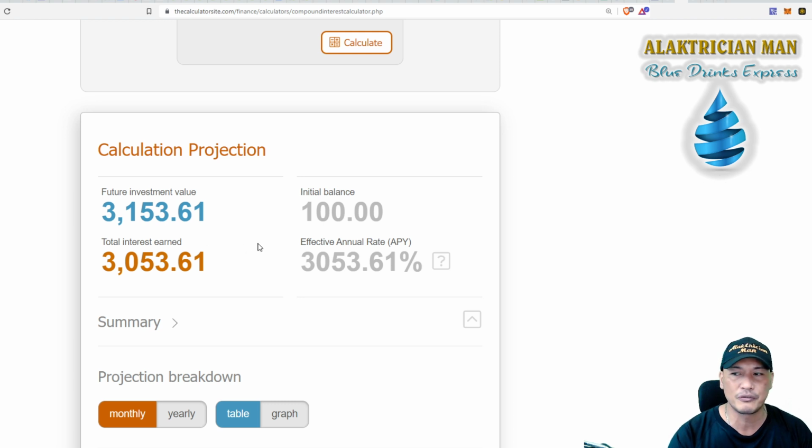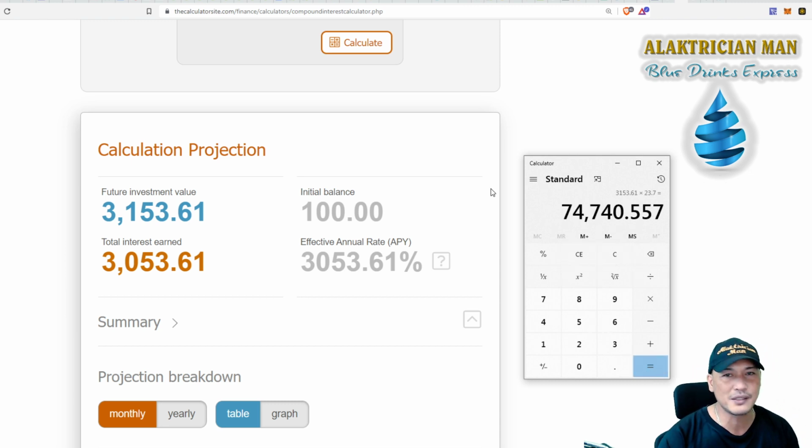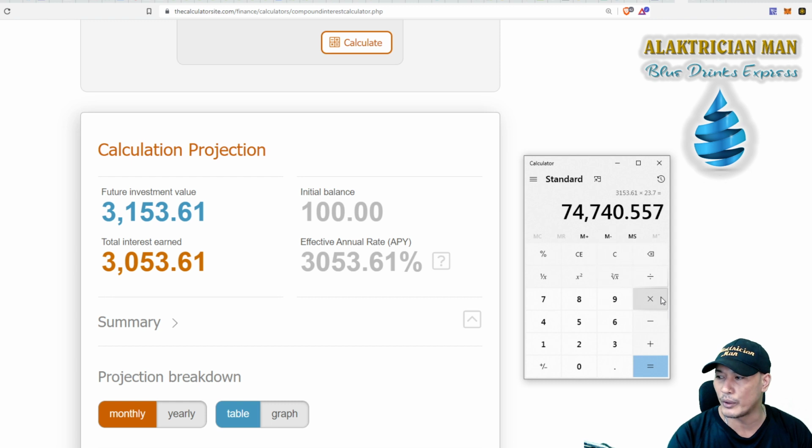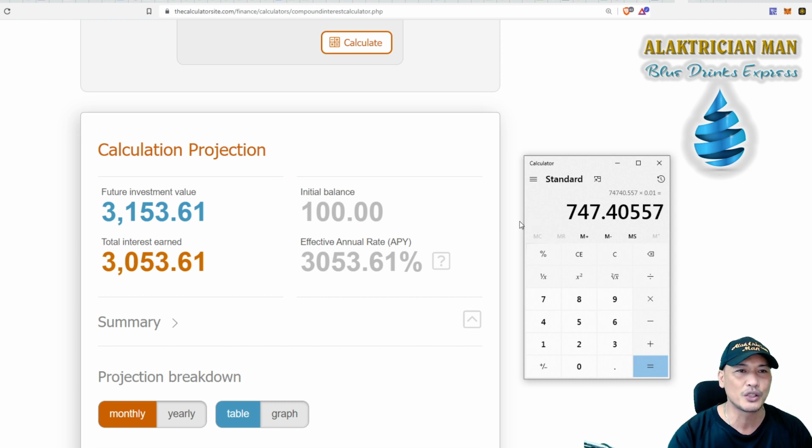So based on that 3,153, let me bring up my calculator here, drag it over to this screen so you can see. 3,153.61 coins, and what did we say is $23.70? So times $23.70, that's $74,740 US. That's the size of your investment capital, and what you are earning from that is 1% per day. So times 1% is $747 per day. Now this is based on you starting with 100, compounding every day for a whole year, and that's what you end up with, $747 a day, which is much better than a kick in the ass.